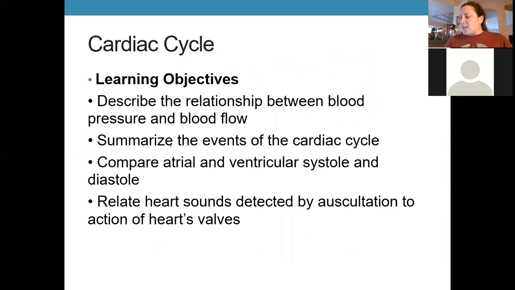Does anybody have any questions before we get into the cardiac cycle?